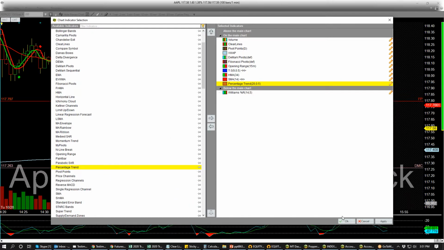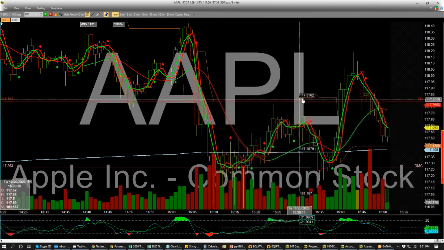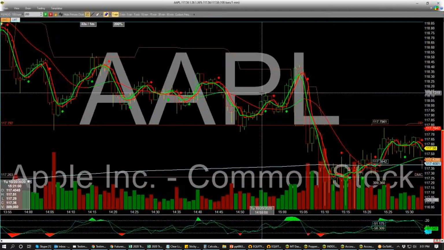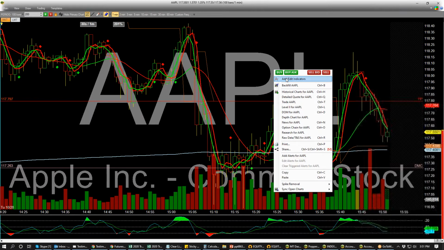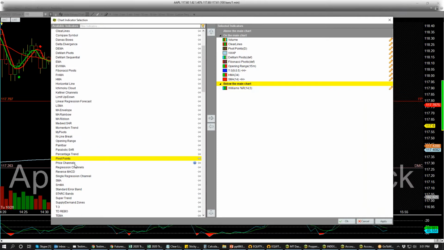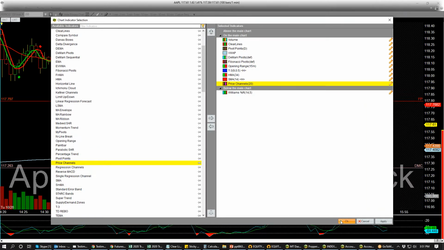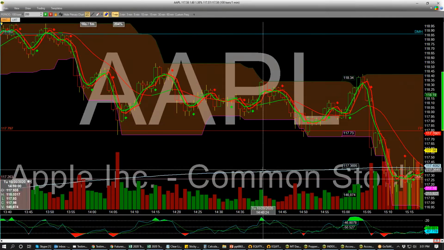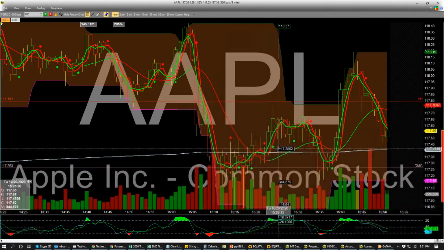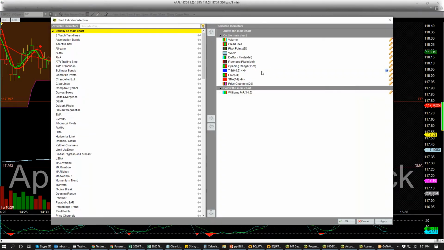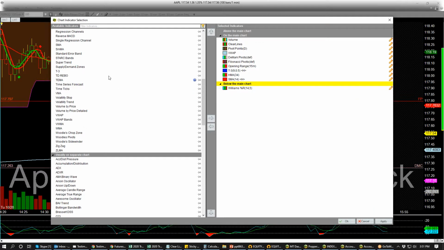Percentage trend. I'm not familiar with this one. Yeah, I don't know about that. We use pivots, price channels. Again, I don't know where that would help. I guess it's just letting you know where the price ranges are, where there's little channels of price. That doesn't seem to help me.